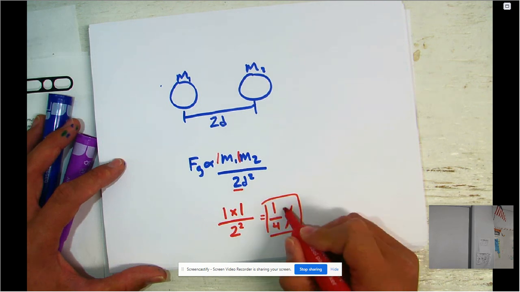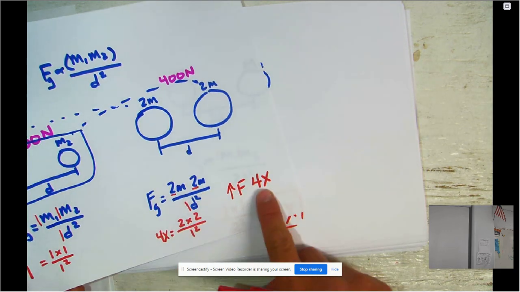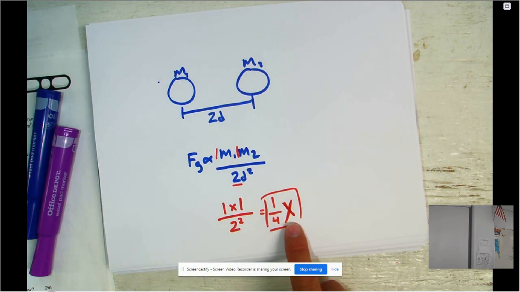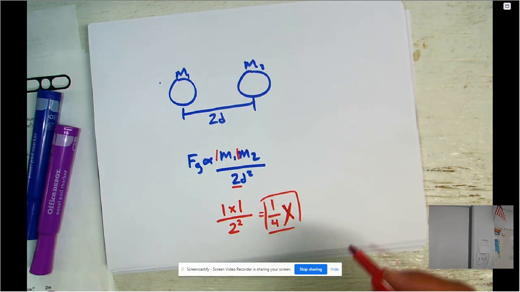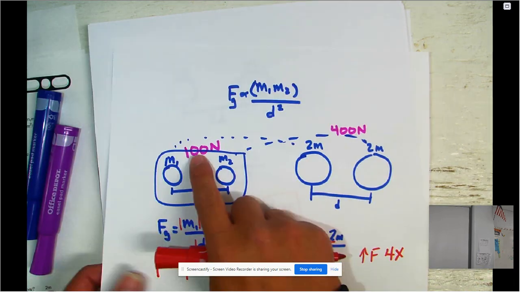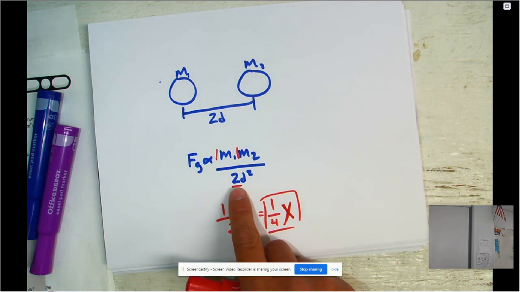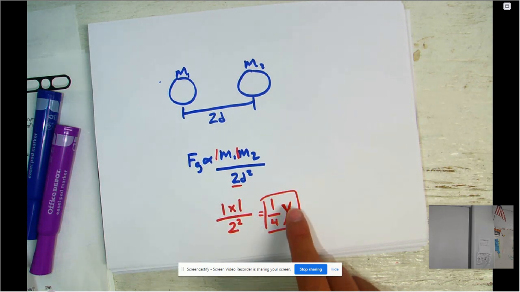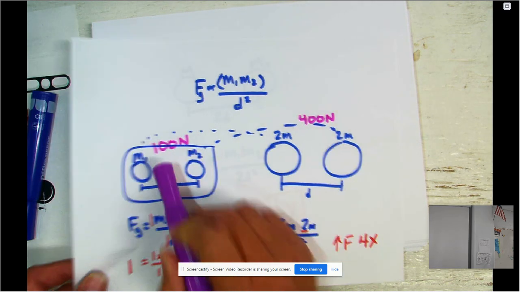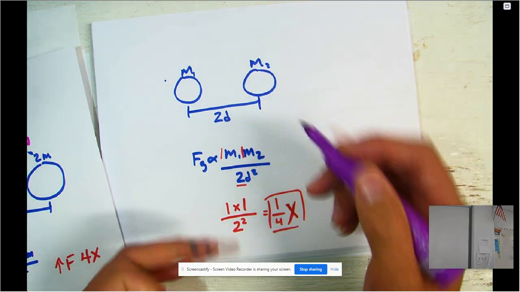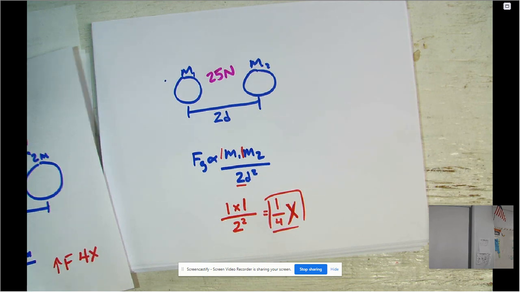So that x is just 1/4 the amount, right? Earlier I put that it was 4 times the original amount. Here it's just 1/4 the original amount. So what that means is that if originally you had 100 newtons, if you double the distance, you're going to make the force 1/4 what it originally was. So instead of it being 100, by doubling the distance, you're going to make it 1/4 that original amount, which is going to be 25 newtons.